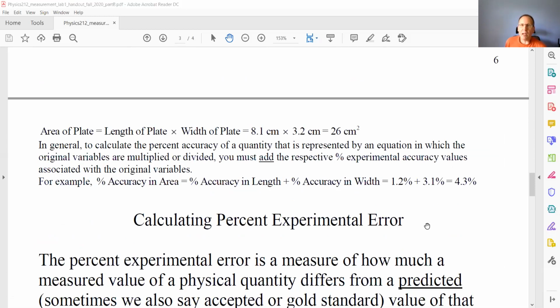Okay, now there's one other thing that we have to talk about, and let me go back to the iPad to do this.